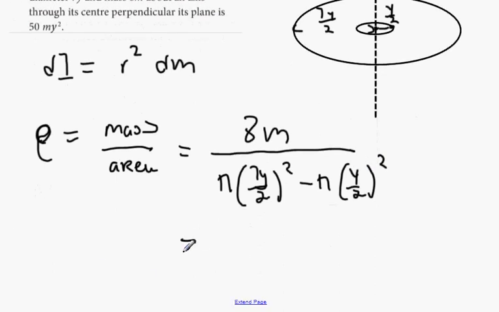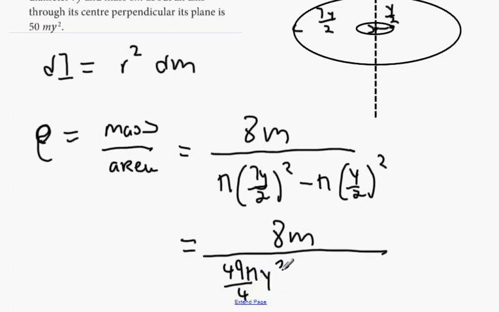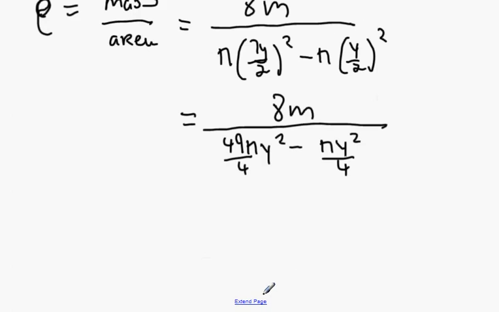Then what we're going to get here is 8m over, what's that going to be, 49 pi over 4 y squared minus pi y squared over 4. That makes 48 on the bottom, 48 over 4 technically speaking.